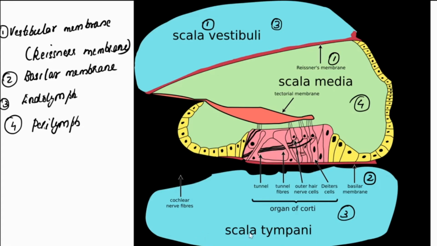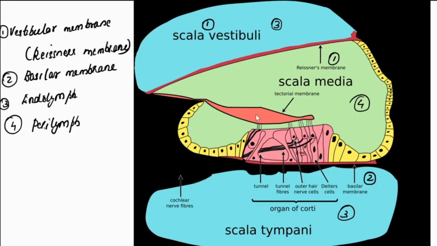Similarly, scala tympani is separated from scala media by another membrane. It's also shown in brown color here. It's called the basilar membrane. And the spaces inside the scala vestibulae and scala tympani are both filled with perilymph, and only the scala media is filled with endolymph. Scala vestibulae and scala tympani are filled with perilymph and scala media is filled with endolymph.